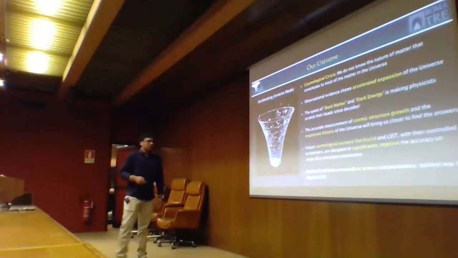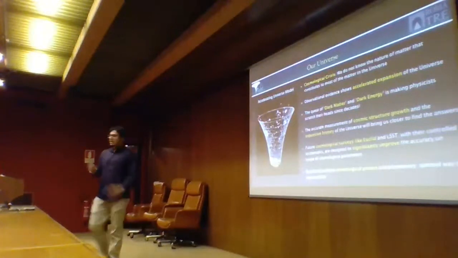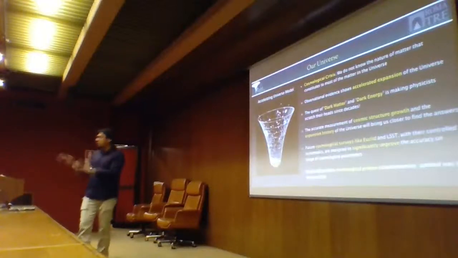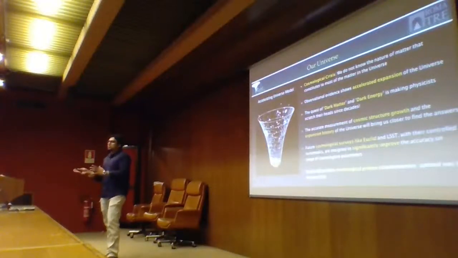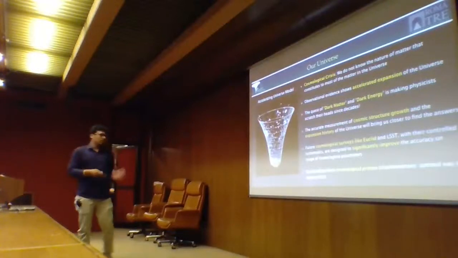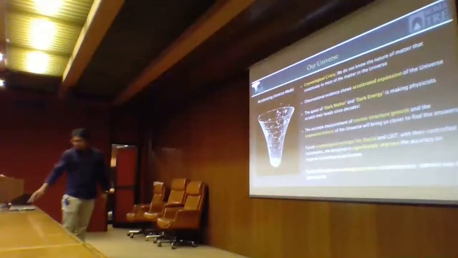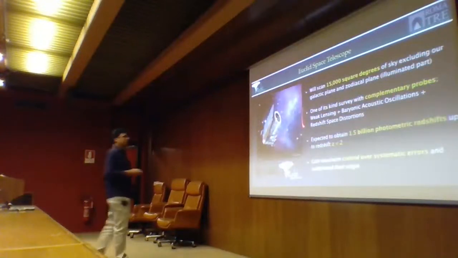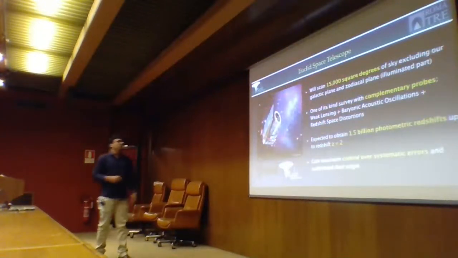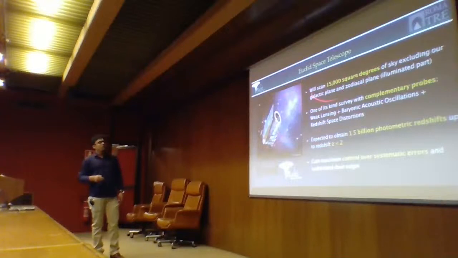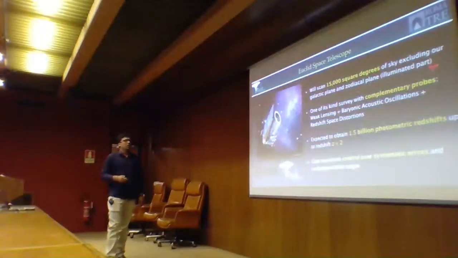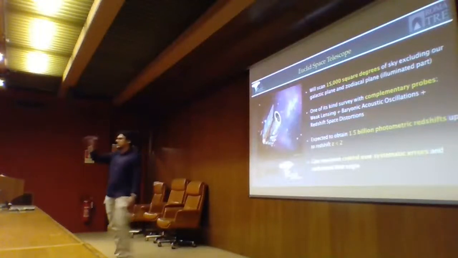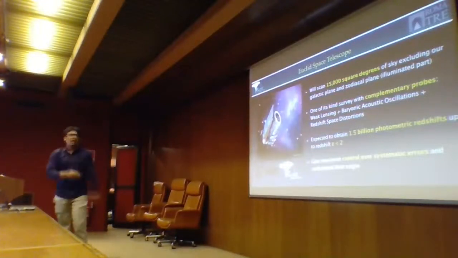Euclid is one of the next generation telescopes which will perform complementary cosmological probes, for the first time in observational cosmology. This is a short introduction to what Euclid will do. It will observe 15,000 square degrees of sky, excluding the illuminated part of the sky, which is the galactic plane and the zodiacal light.